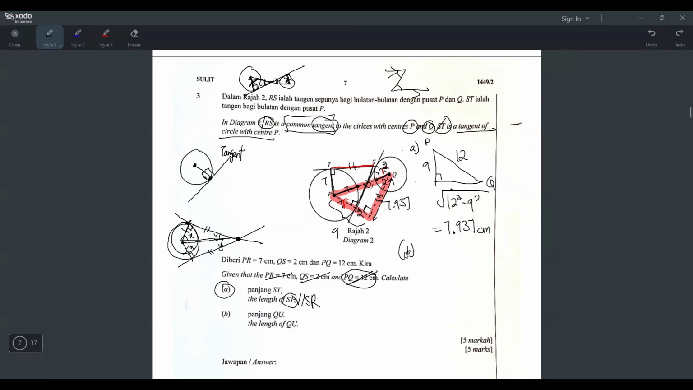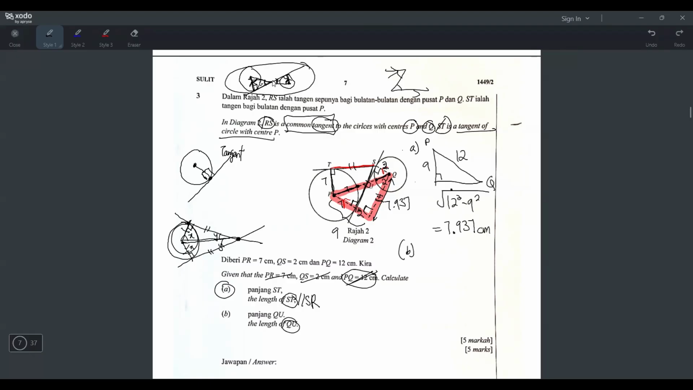Now let's go to B. They say to find the length of QU. Where is QU? Q is here, U is here. How to find this? Let's see. Do you remember I mentioned something just now? I said if there's a common tangent joining the circles in this way, these two right angle triangles will not be the same size, but they will have the same corresponding angles.